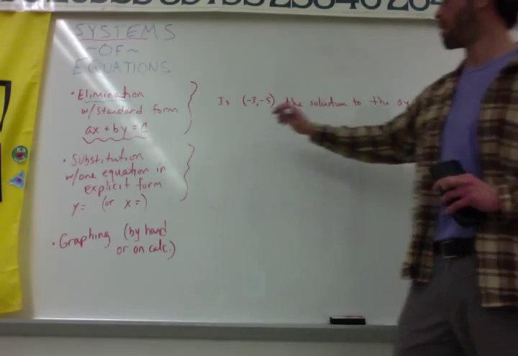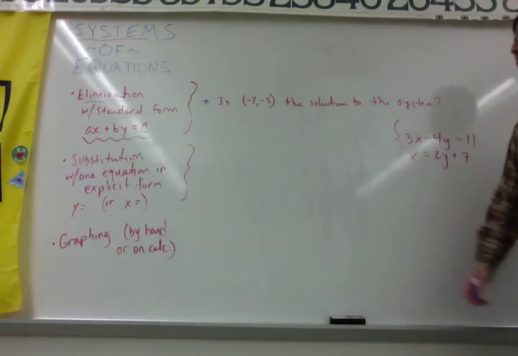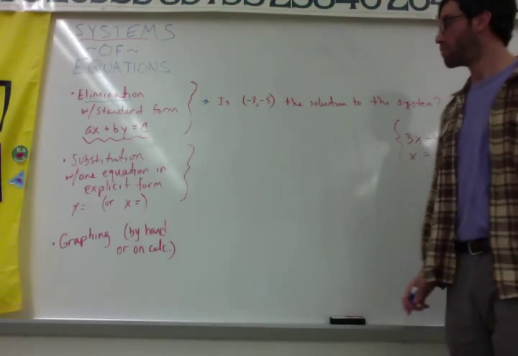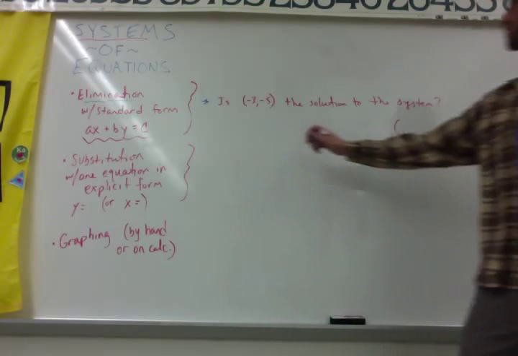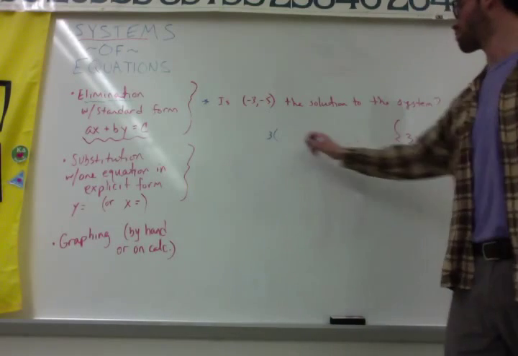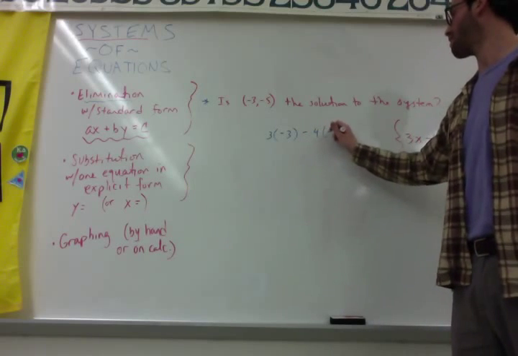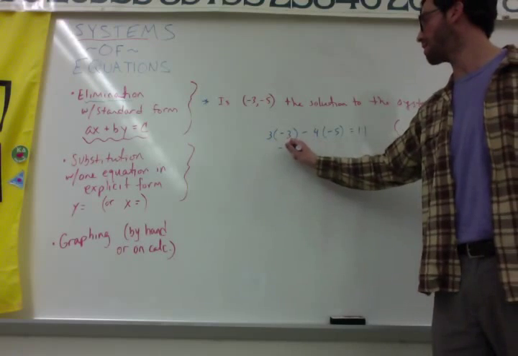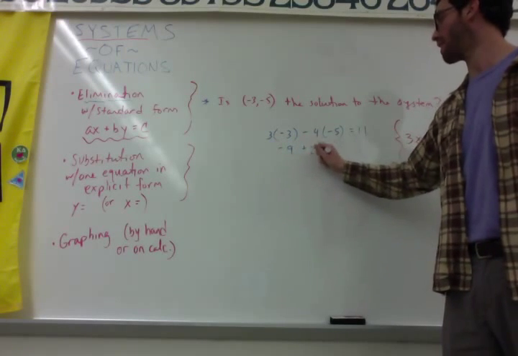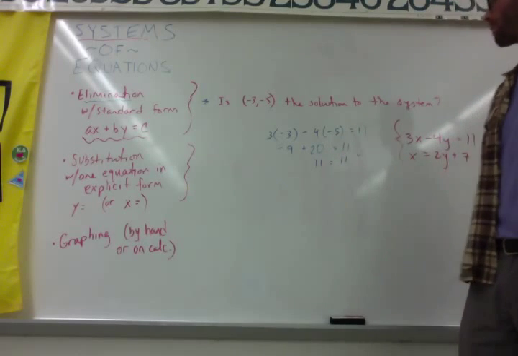But just to let you know, how could you do this problem? It's a true-false problem. Well, if you are asked to show your work, you'd really have to plug each ordered pair into both equations and make sure it works. You'd have to do 3 times -3, minus 4 times -5 equals 11, and check that. Well, this is -9, and now it's plus 20, right? You got 11 equals 11. So it works in the top equation.